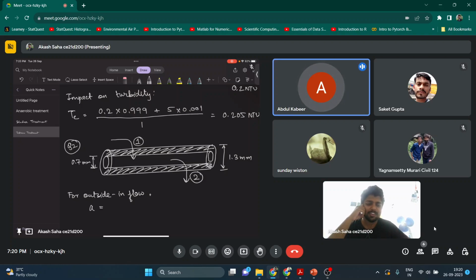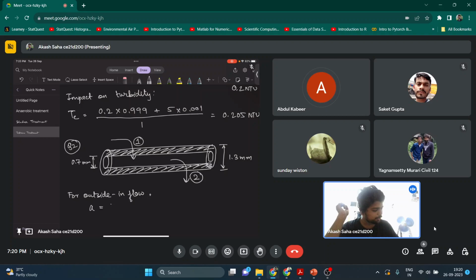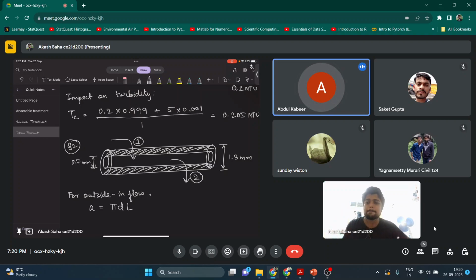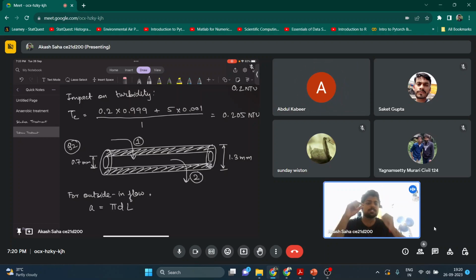That is pi into d, isn't it? That is circumference. So it will be my circumference into length, pi d into L. Suppose this is my membrane module, pi into d into the length. This is my surface area, the outside area. So not the volume. Pi r square will be the volume, not that. We have to see the surface area because the water will come from inside into the surface.